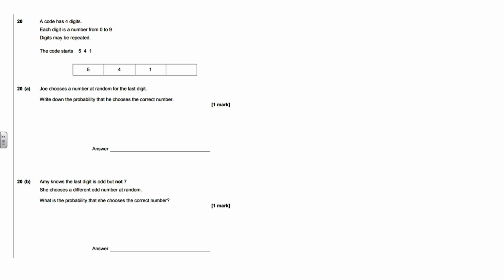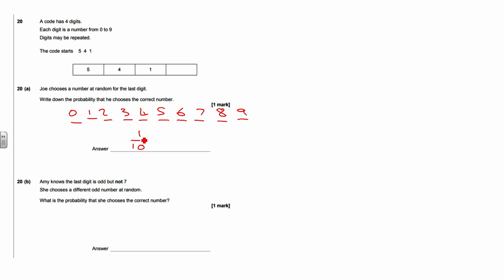Question 20. A code has 4 digits. Each number is a digit from 0 to 9. The digits may be repeated. The code starts 541. Joe chooses a number at random for the last digit. Write down the probability he'll choose the correct number. So which numbers could it be? It could be 0, 1, 2, 3, 4, 5, 6, 7, 8 or 9. 10 different numbers, one of them is correct.